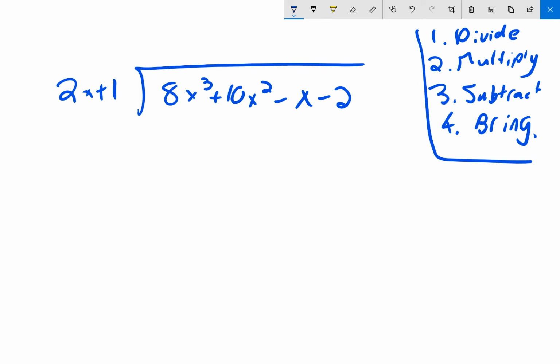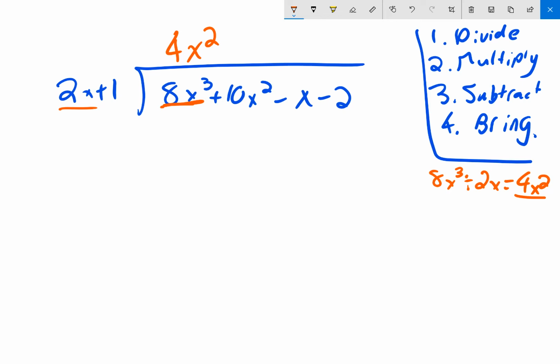So divide. When you divide, it's always the first term on the inside divided by the first term on the outside. So we're doing 8x to the third divided by 2x. 8 divided by 2 is 4, and x to the third divided by x makes x squared. So we take that result, 4x squared, and put it on top because that's part of my answer. And you can see all the answer choices have that 4x squared, so we know we're on the right track.